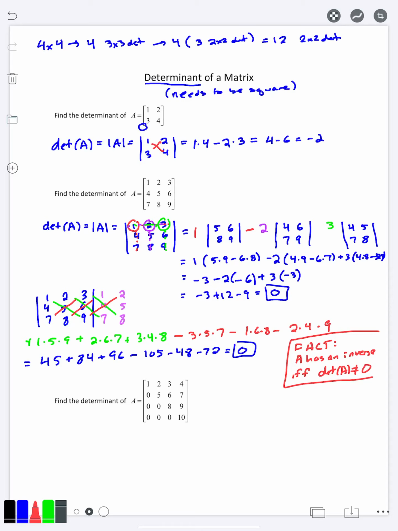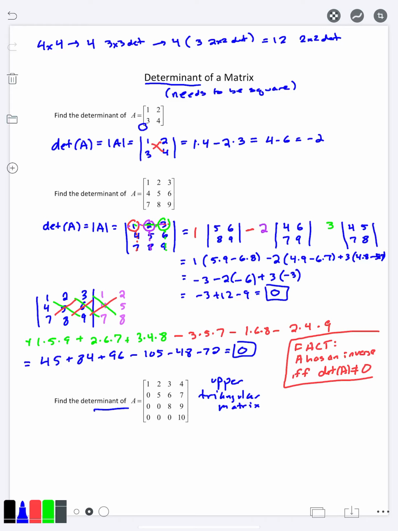Now I already told you that if we have a 4 by 4 like in this next example here, you'd break it up into 4 3 by 3s, 3 2 by 2s, blah, blah. It's a real pain here. But it turns out this is a special type of matrix that makes our life a lot easier. This is what's called a triangular matrix. And in particular, this is an upper triangular matrix.